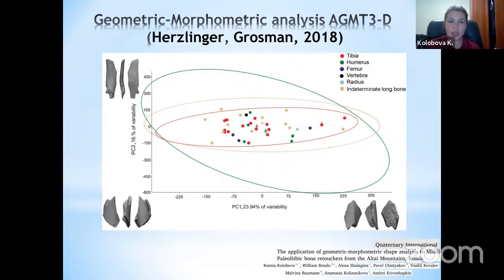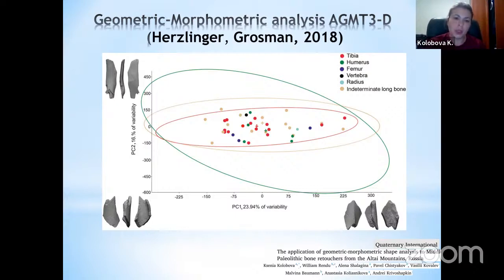What else we did, we applied geometric morphometric 3D analysis using Gaidi and Leora's software. First of all, we recognized that even for such tools with irregular shape, geometric morphometric analysis is possible to apply. And the second one, we recognized that the anatomical position of the blank of the retoucher has no effect on the shape of the blank. It means that the selectivity of the Neanderthals in choosing blanks for retouchers was so high that anatomical position didn't influence it. It is once more evidence for the complicated technological sequence of preparing and selectivity of the bone retouchers.